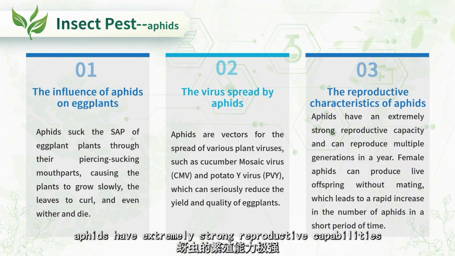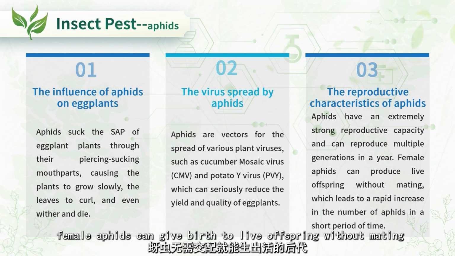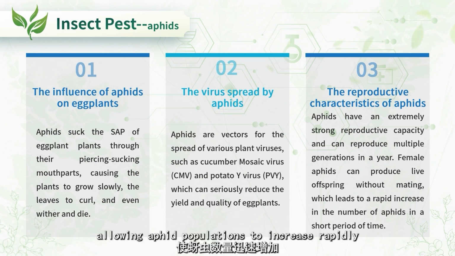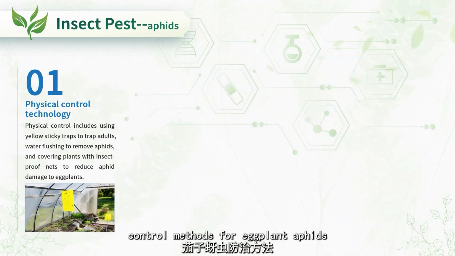Aphids have extremely strong reproductive capabilities and can reproduce multiple generations a year. Female aphids can give birth to live offspring without mating, allowing aphid populations to increase rapidly in a short time. Control methods for eggplant aphids.